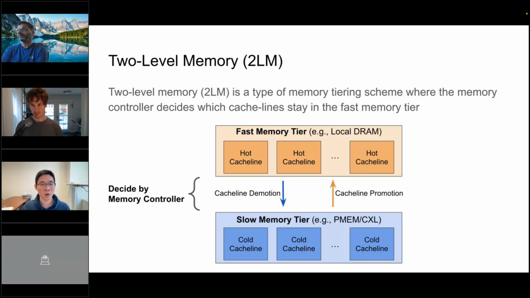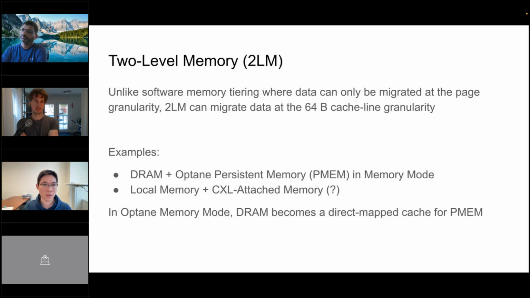So ideally, we want to leave all the hot cache lines in the fast memory tier and leave the other cold cache lines in the slow memory tier. But in two-level memory, the cache line demotion and promotion is decided by the memory controller, not by the software. And the key difference between software memory tiering and two-level memory is that the data can be migrated at the page granularity in software memory tiering. But in 2LM, the data migration can happen at the 64-byte cache line granularity.